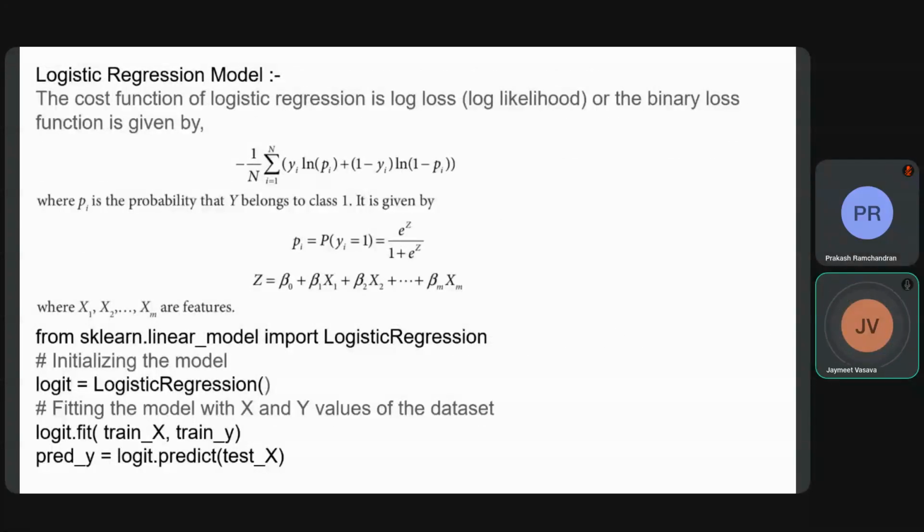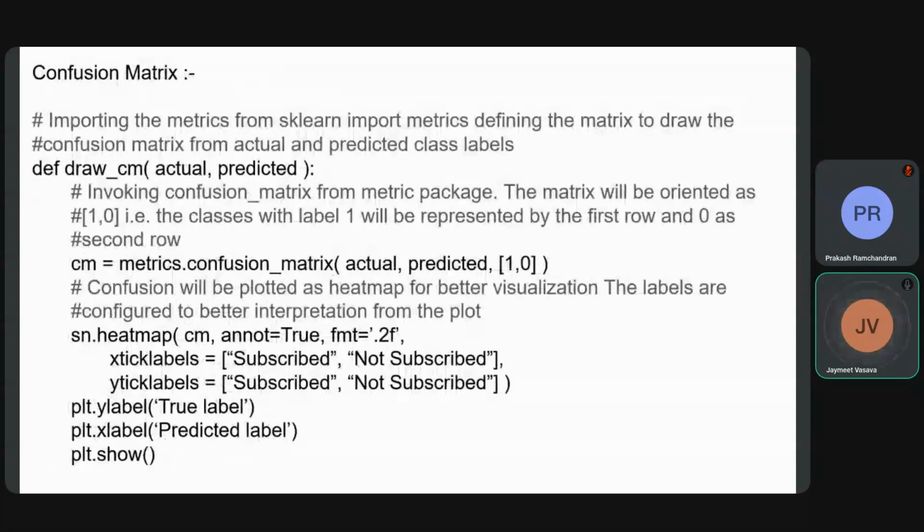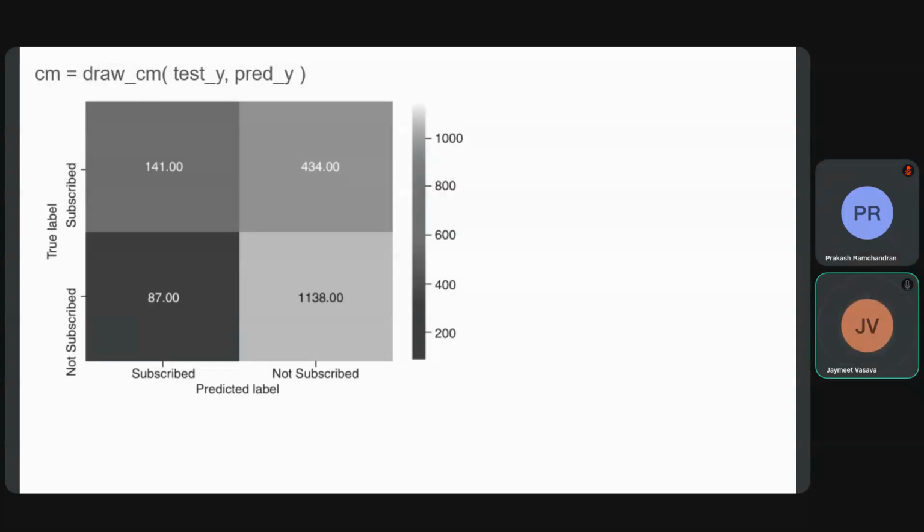Use the logistic regression model on the X train and Y train splits, fit the data, and save the predictions on the test set of X in the predictions of Y. Now we want to check how many predictions were accurate on the model and how many were falsely predicted as positive. So that's why we'll be creating this confusion matrix.